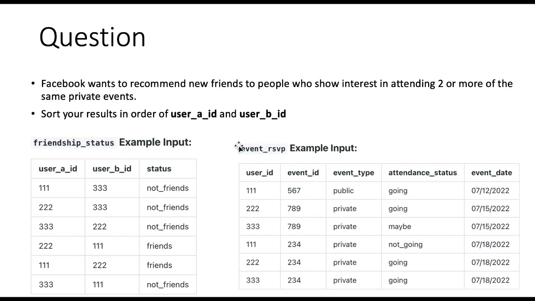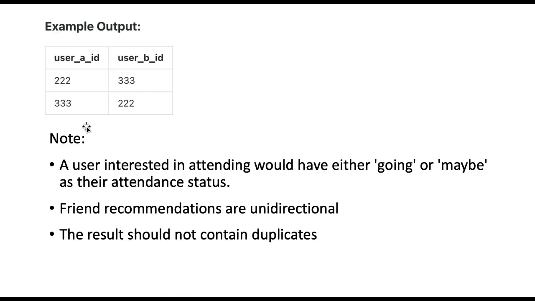If we analyze the event RSVP table, we are given three different events. The first event is a public event. The second event is a private event, and user ID 222 and 333 who are not friends are attending this event. The third event, user ID 111, 222 and 333 are attending this event, and it is a private event. So the output should be user ID 222 should be recommended to 333 and 333 should be recommended to 222.